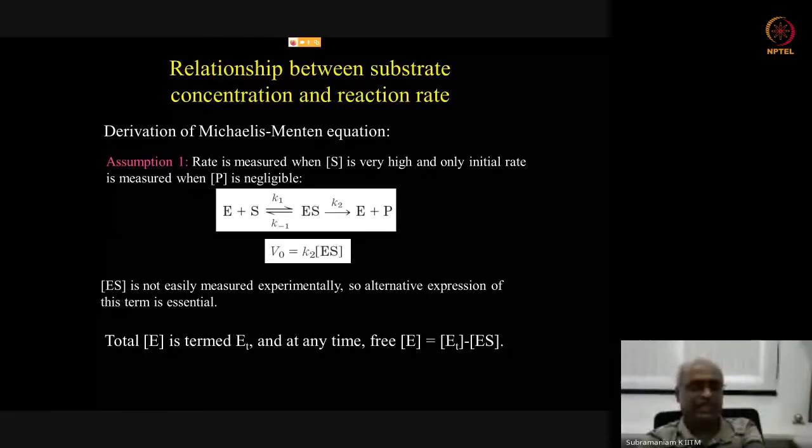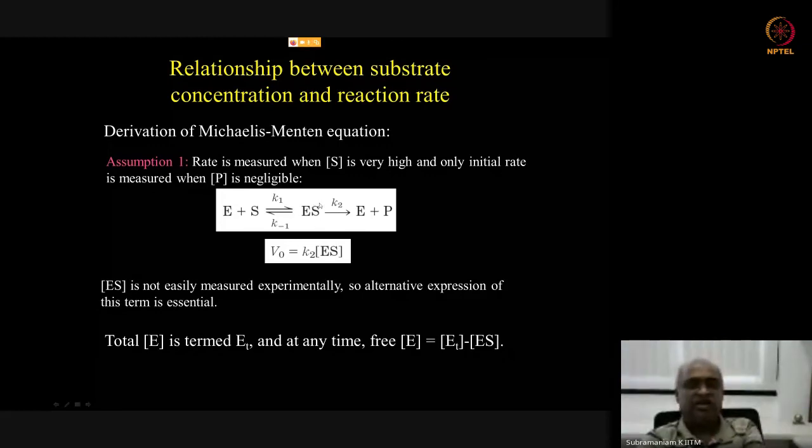There is one thing called pre-steady state, meaning before reaching the steady state. I'll explain steady state as well. First, the pre-steady state is very initially, when ES is just forming, ES is just accumulating. That is pre-steady state. There was not enough ES and only ES is forming. So even this is not happening, only K1 is valid.